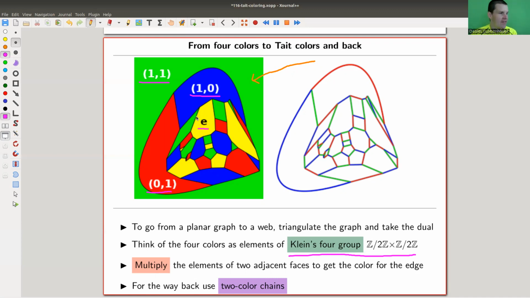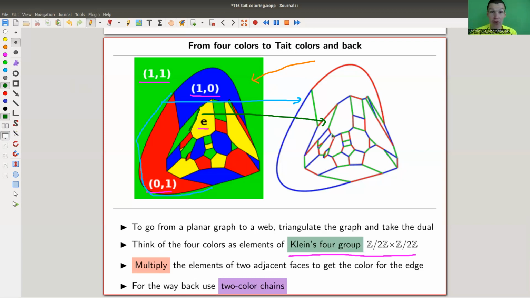And whenever you have an adjacent pair, you of course get an edge between them. But what color gets the edge? Just add the two things. So here 1,1 plus 0,1 is 1,0. So this edge gets blue, and indeed on the other side it does get blue. Let's try another one. This edge here will get blue as well. So maybe I find a different one. So this edge here between E and green: green is 1,1, E is the identity, so it gets 1,1, and indeed the edge gets the green color. So that's how you go from a four coloring to a three coloring of the edges.